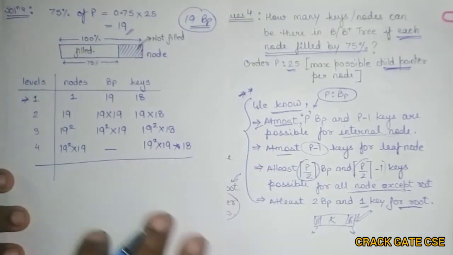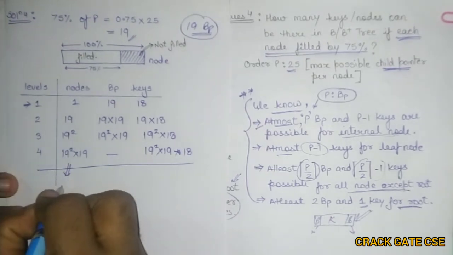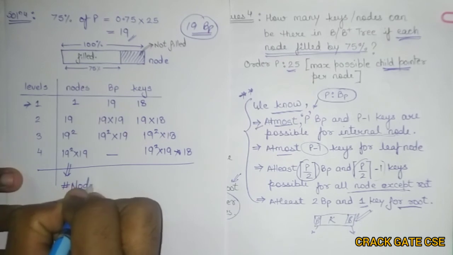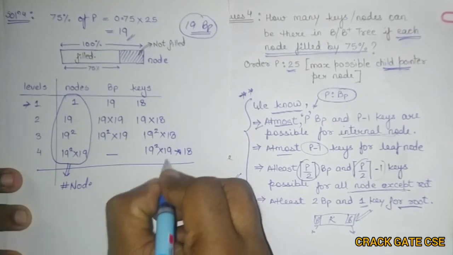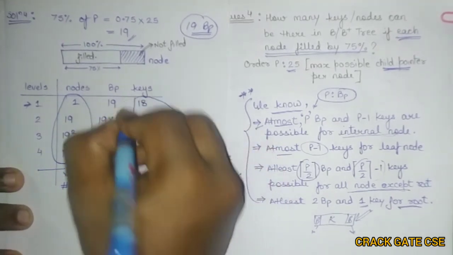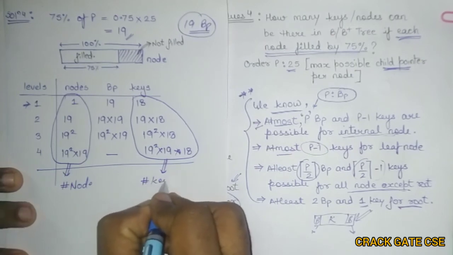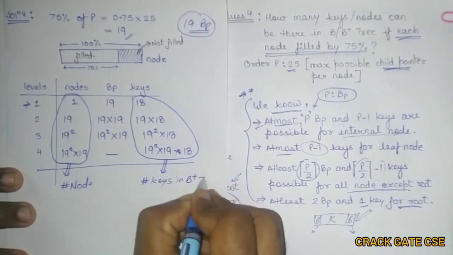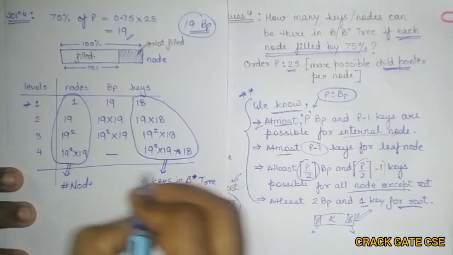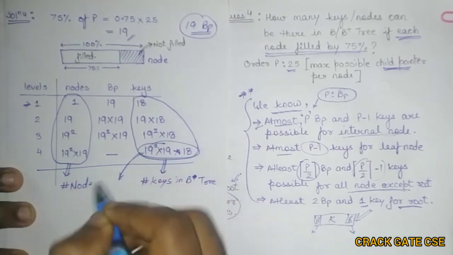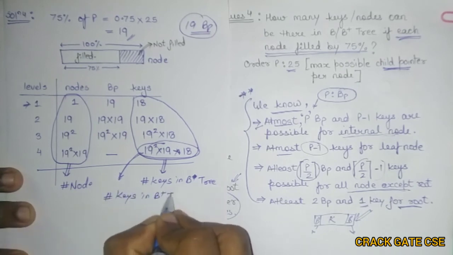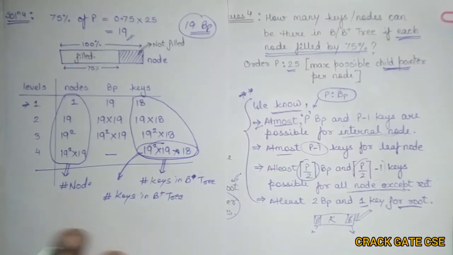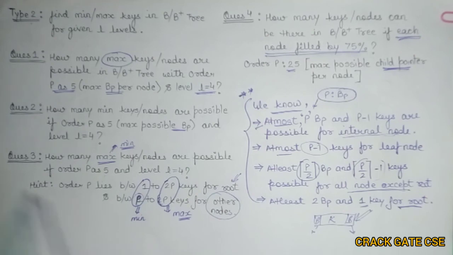So here, if you have to find out the number of nodes, sum up all these values, that will give you the number of nodes that are possible. Sum up all these values, that will give you the number of keys in B tree. And this one will give you the number of keys in B plus tree. So I hope you got an idea about how you can solve these type 2 questions, how you can find out the minimum or maximum keys in B or B plus tree.